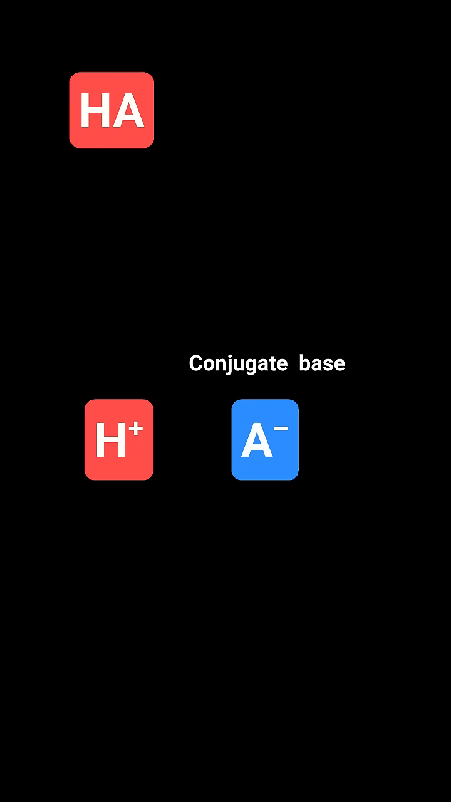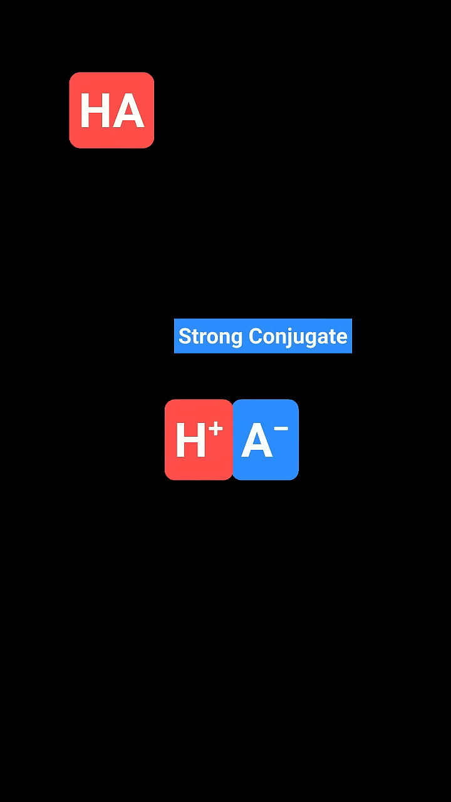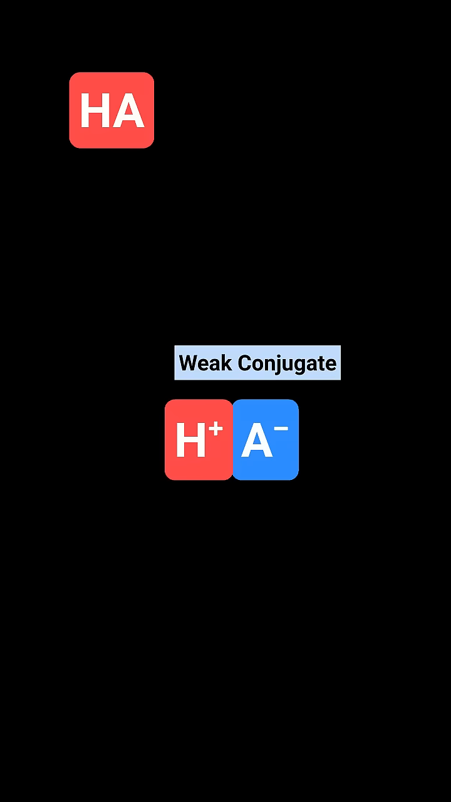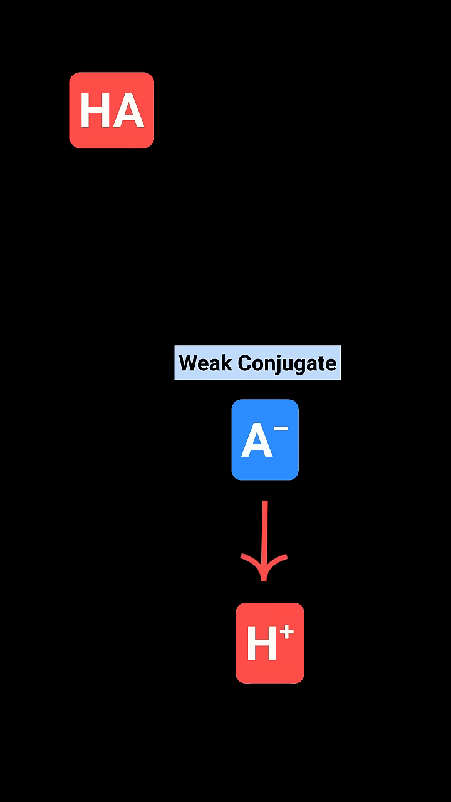The conjugate base is simply what's left after an acid donates its proton. And whether it's strong or weak depends on how much it wants to take a proton back. If the conjugate base is strong, meaning it really wants to grab a proton, that would mean the original acid was weak, because it struggled to give up H+ in the first place. But if the conjugate base is weak, meaning it doesn't really want the H+ ion back, that tells us the original acid was strong because it easily gave away its proton and doesn't look back.